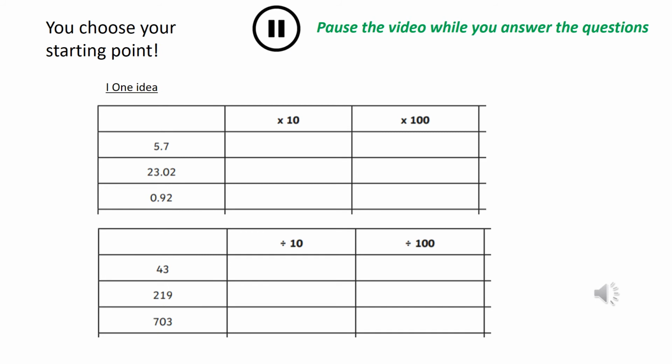So moving on to your tasks, you obviously choose your starting point. Here are the questions for one idea, which is just sticking to, for now, multiplying and dividing by 10 and 100. So remember to use the place value grid. Perhaps try the multiplying ones first and then mark, and then have a go at the dividing. The answers will be in a couple of slides' time once I've explained the other tasks. So you may want to start here or move straight on to few ideas.